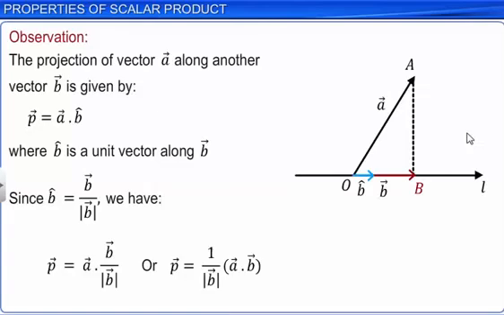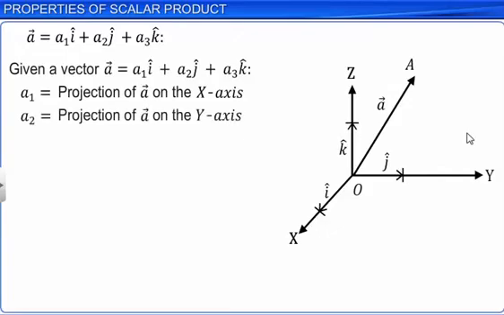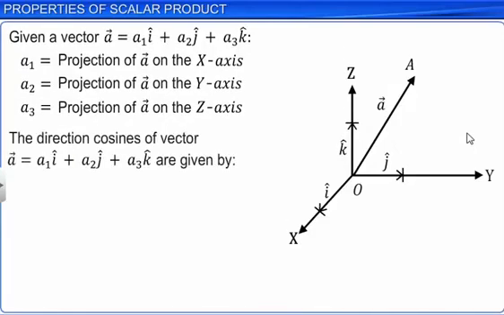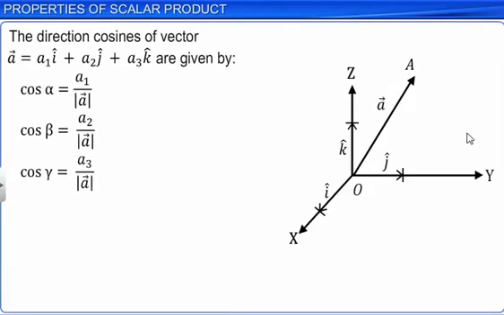Let us look at the component form of vector A again. The scalar components a1, a2, and a3 of the given vector A are the projections of vector A on the x, y, and z axis respectively. You can also determine the direction cosines of a vector from its component form as shown here. Direction cosines can also be used to express a vector in its component form. A unit vector can be represented using its direction cosines as shown here.